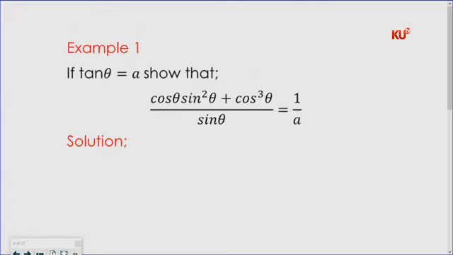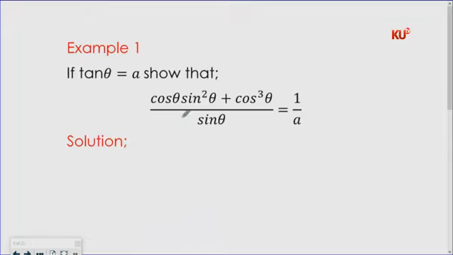You have example 1. If tan theta is equal to A, you have to show that cos theta sine squared theta plus cos cubed theta over sine theta is equal to 1 over A. So these are questions you'll get in section 1 of paper 1 or paper 2, and they carry 3 to 4 marks. So let's get the solution to this.